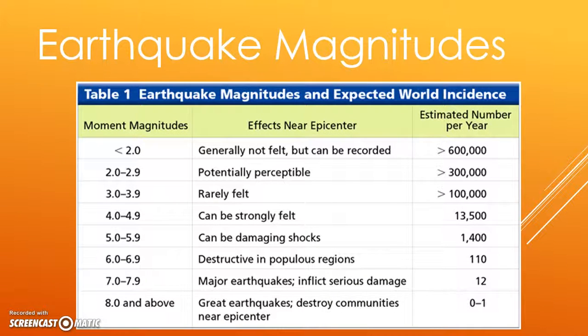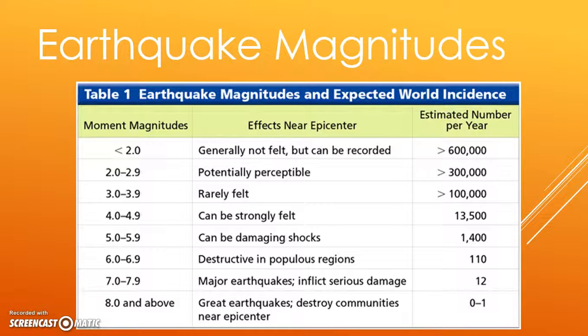So magnitudes: if it's less than a 2.0, it's generally not felt, but it can be recorded. 4.0 to 4.9 can be strongly felt. 7.0 to 7.9, these are your major earthquakes. They inflict serious damage. And an 8.0 or above, these will destroy communities that are near the epicenter.